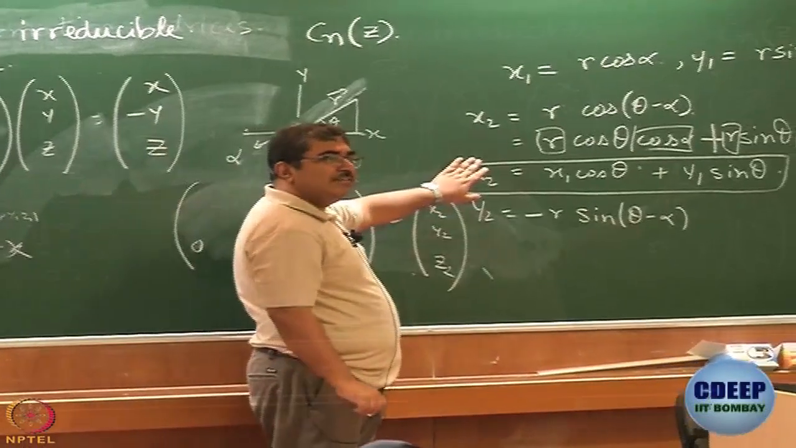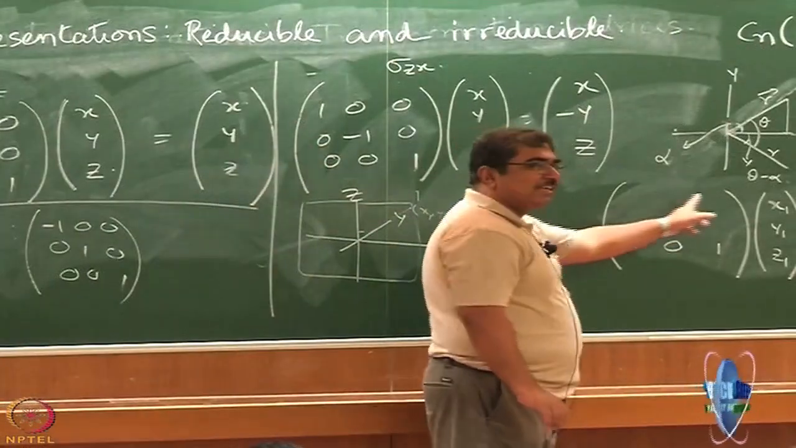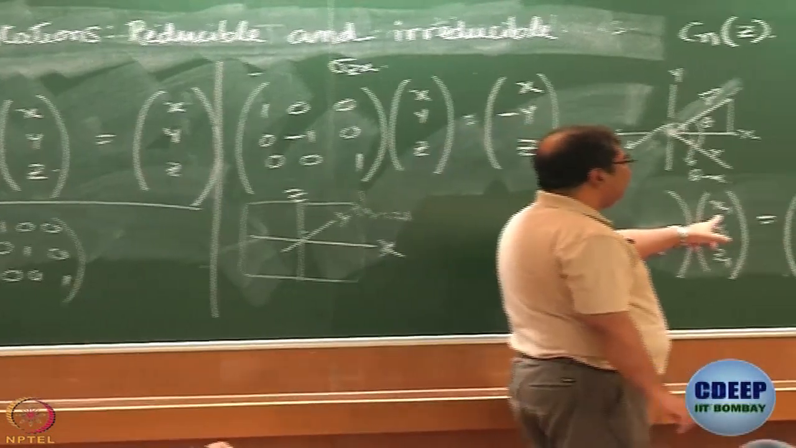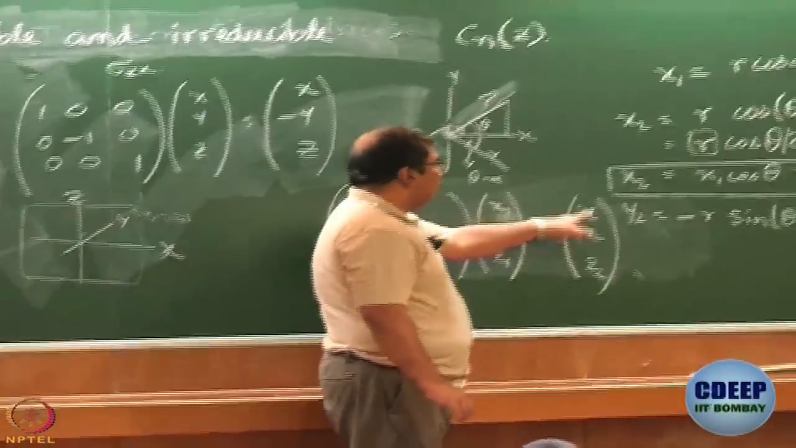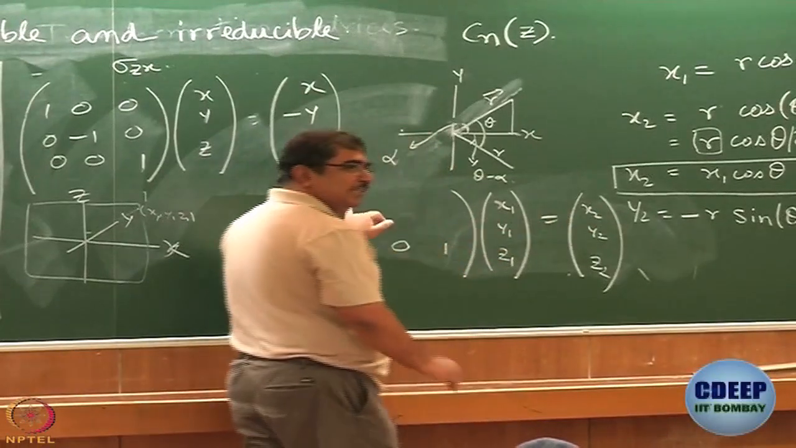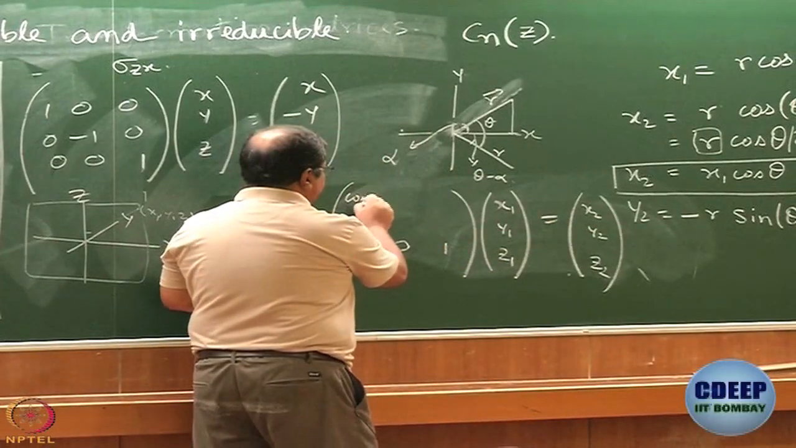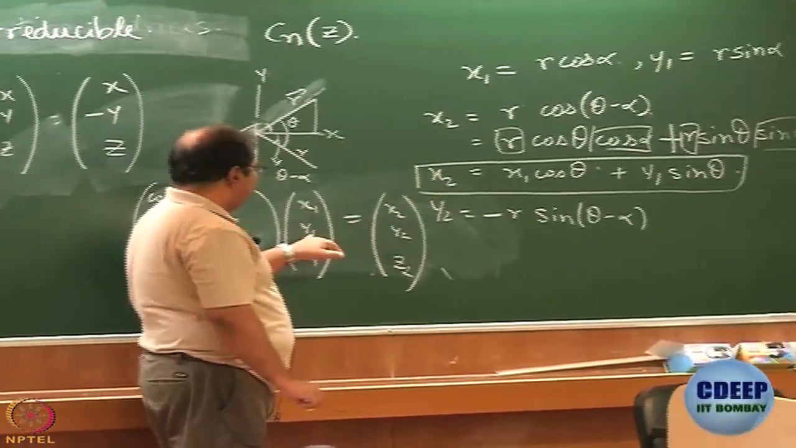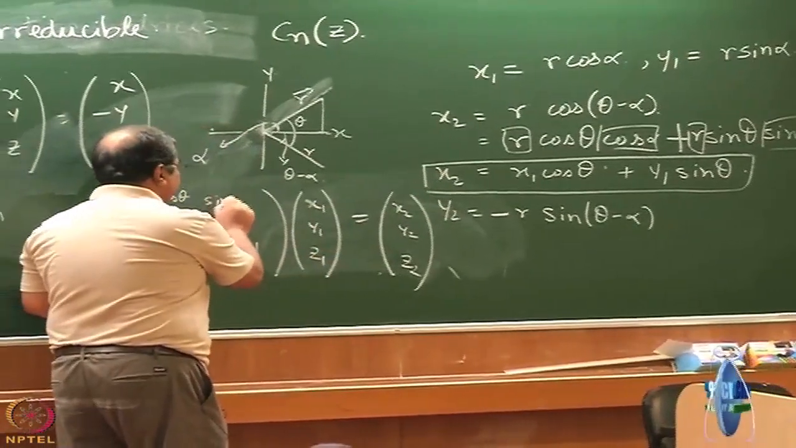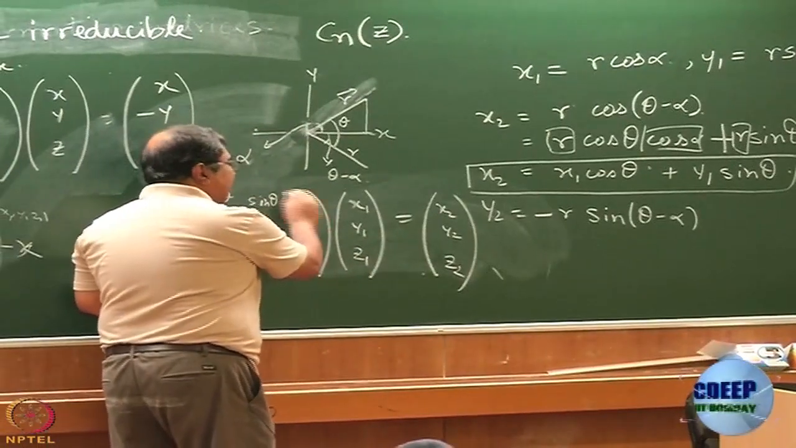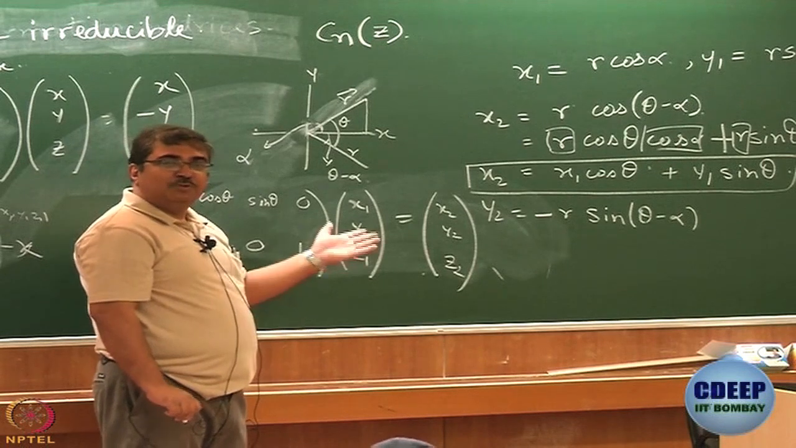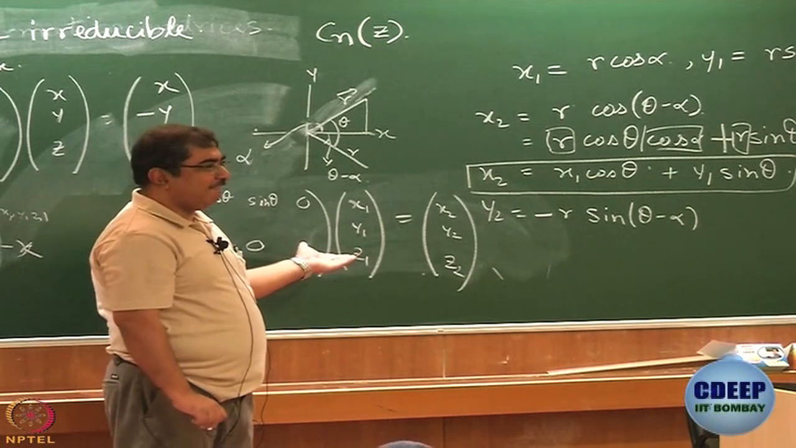Is this clear? Now, can I write the first line here? First row, can I fill that in? So, what is x2? x1 cos theta plus y1 sin theta plus 0 into z1, right. So, I have got 2 rows already, I will now fill in the second.